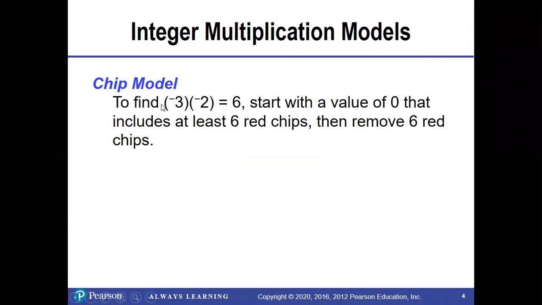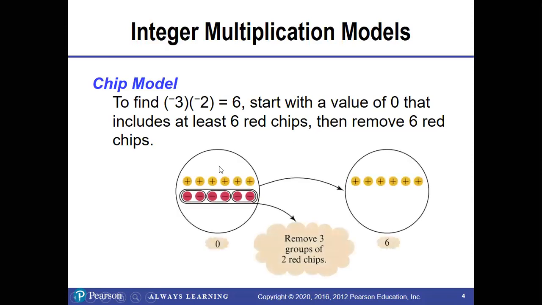Say to find -3 times -2, which equals 6, start with a value of 0 that includes at least 6 red chips. Then remove 6 red chips. So you've got 6 red chips, and then you would zero them out by putting in 6 yellow ones. That gets you to 0. When you remove the red chips, which you started with, you will have your final answer of +6.